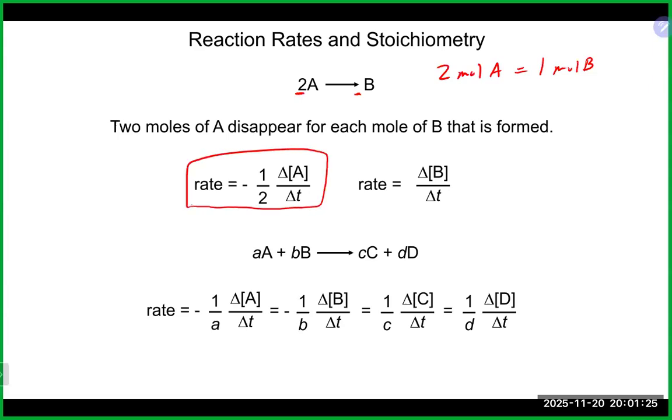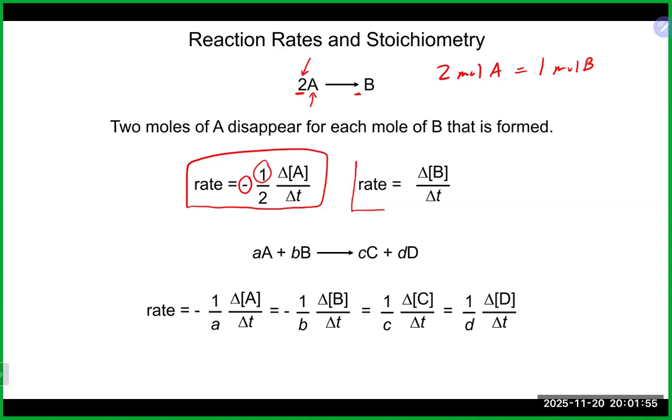The rate is equal to negative, because A is a reactant, so it should be decreasing with time. We go 1 over the coefficient. If you take 1 over the coefficient, which in this case is 2, that wraps together the mole-to-mole relationship and the kinetics calculation without having to do them separately. That's the change in the concentration of A over the change in time.